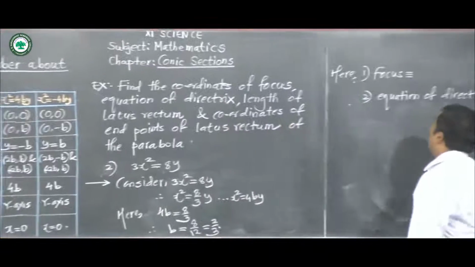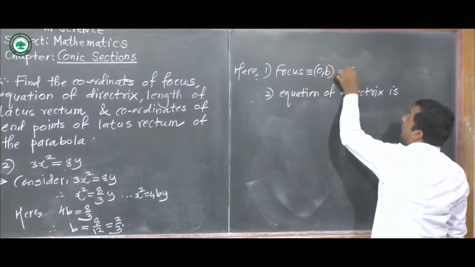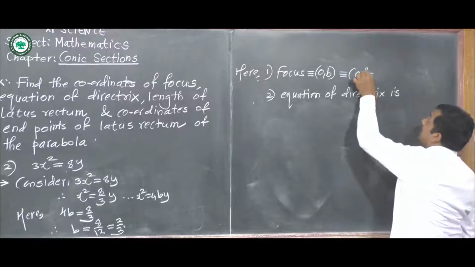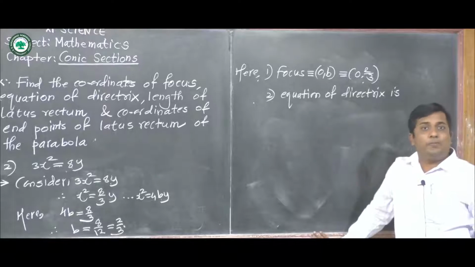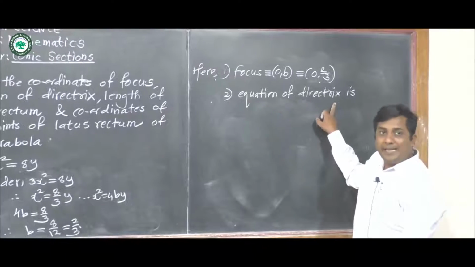Okay, so here the focus is equivalent to (0, b), and here x is 0. We know b is 2 by 3. So these are the coordinates of the focus. Next, we have to find the equation of the directrix.